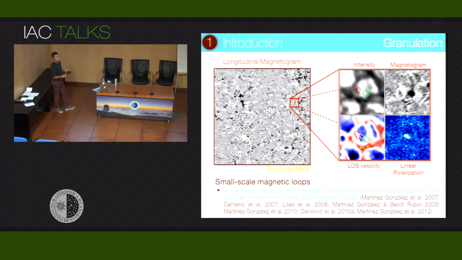As we can see in the intensity map, this structure is located within a granule. This means that it is located within plasma that is coming to the solar surface. This plasma, the upflows, can be observed in the line of sight velocity. Here, blue areas represent plasma coming to the solar surface, upflows, and red areas, downflows. So we can say that this small-scale loop-like feature is emerging to the solar surface.